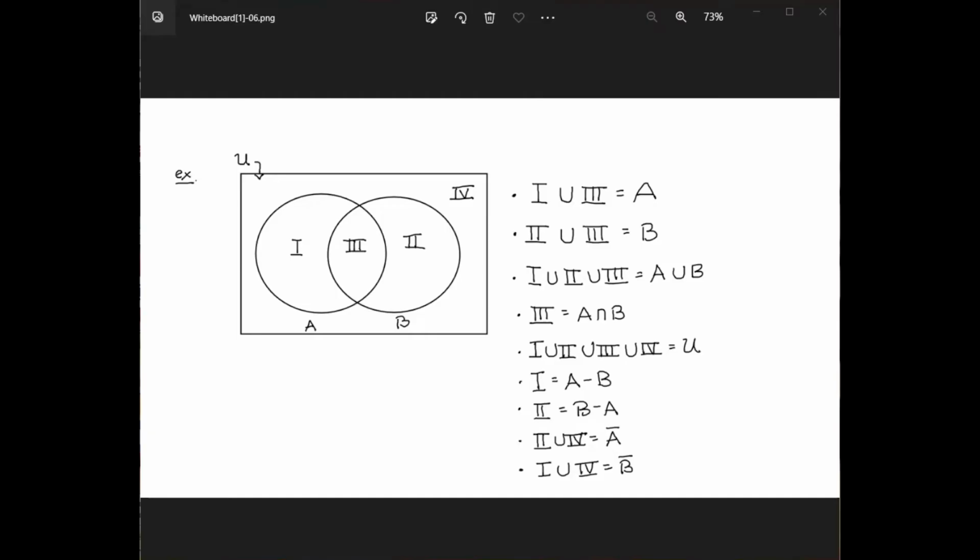on the right. For example, if you take region Roman numeral 1, union it with 3, you get the set A. 2 and 3 is the set B. All 3 together is the union of A and B. You probably understand the rest of them, but 3 is the intersection and so on.